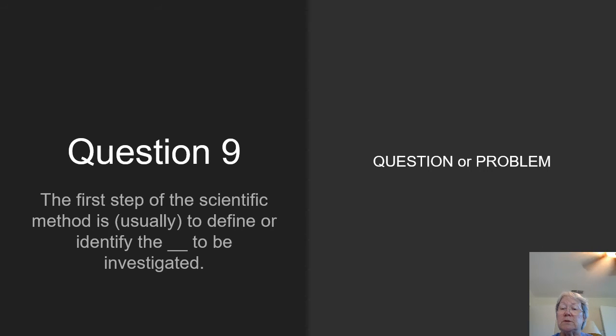Sometimes the first step is to do research about a problem or a question and then decide what you want to investigate and create the question or the problem that you want to research. So it's usually to identify the problem or the question to be investigated, and you should have both of those words written in. There may not be enough room on the blank. If not, then draw a little arrow down, put one of the words on the blank, and put an arrow down to indicate that the other word works just as well, because you're investigating questions or you're investigating problems when you're working with the scientific method.